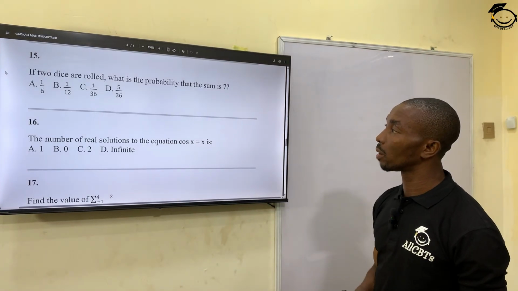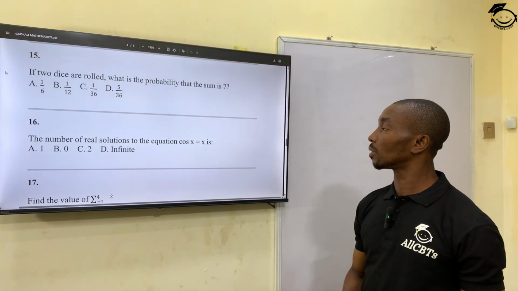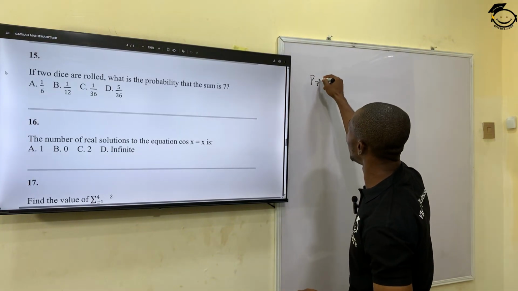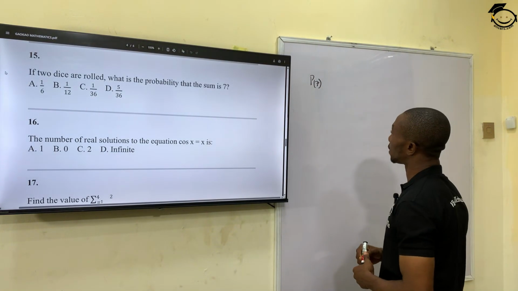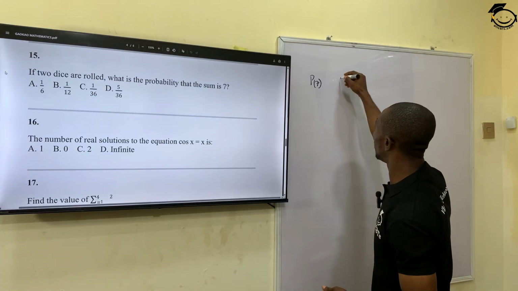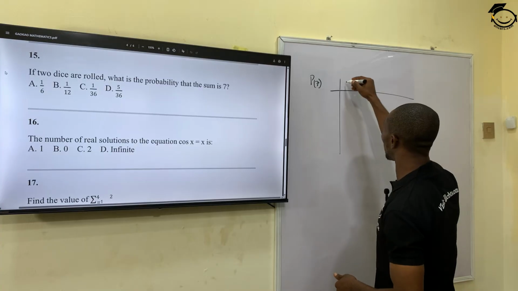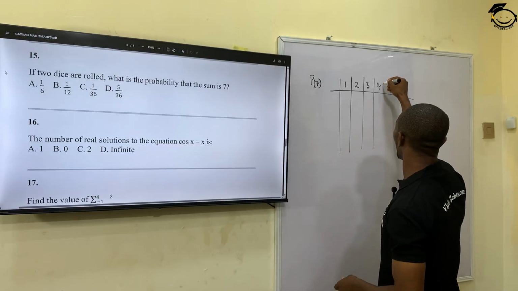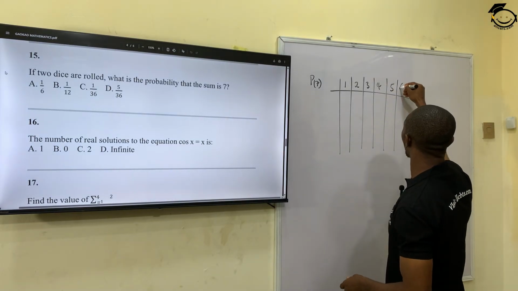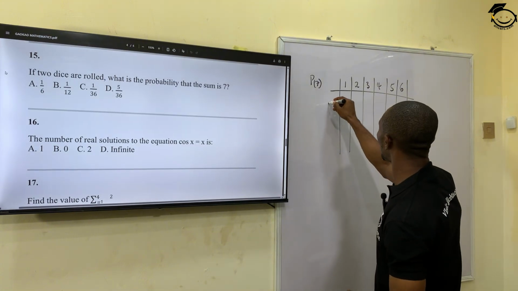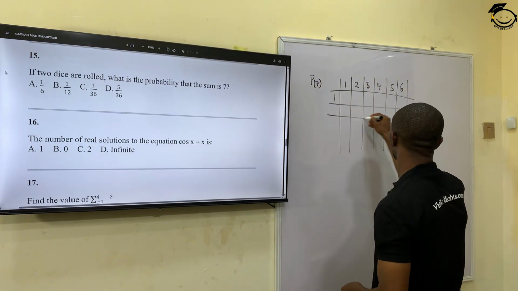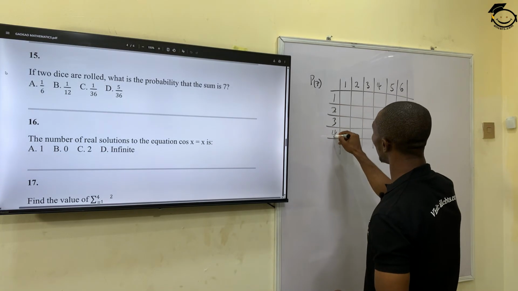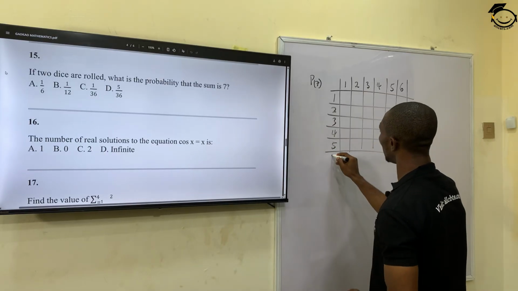If 2 dice are rolled, what is the probability that the sum is 7? Now, we are looking for the probability of having a 7 in the rolling of 2 dice. Let's look at our probability chart of 2 dice. If we prepare a chart of 2 dice, 1, 2, 3, 4, 5, and 6. We know that each die has 6 sides.